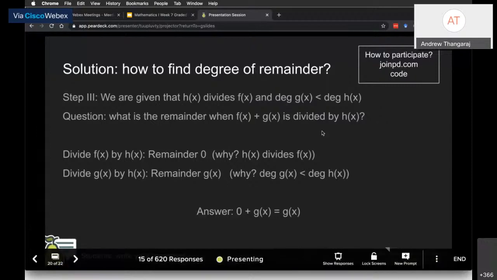What is the answer to this question? Okay, can you say anything intelligent about this? So you've been given h of x divides f of x, that's okay. But this degree of g of x being less than degree of h of x, that information is not given. The other information is there. There's one more piece of information, right? I forgot what it is. I think degree of f of x and degree of g of x are equal, right? So that's also there. But g of x having degree less than degree of h of x is not given. And what will happen?